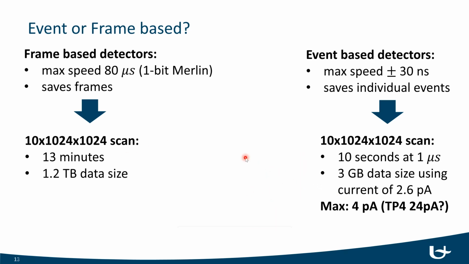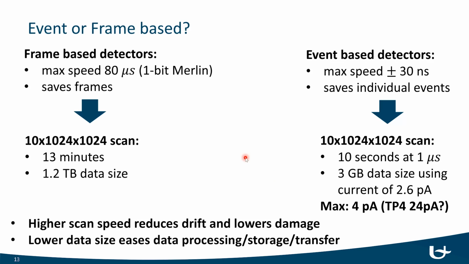But you see the difference between event-based and frame-based is that you can do fundamentally faster scans. You're no longer limited to minimum dwell times or whatever the frame-based cameras would enforce on you. And you have something like natural data compression. If you were recording frames, these frames would be mostly filled with zeros, and if you don't do any compression, it would fill up 1.2 terabytes compared to 3 gigabytes of data.